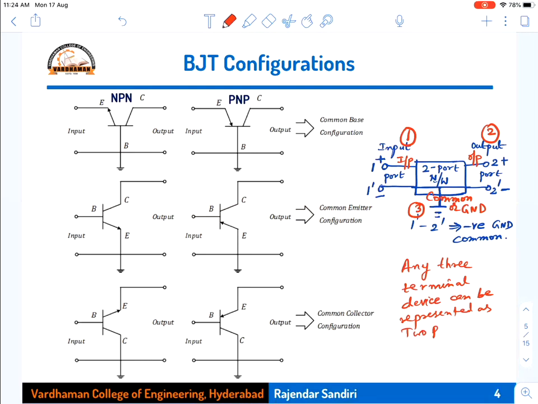Two-port network. So here, a three-terminal device is nothing but a transistor. Is a transistor not a three-terminal device? Yes. So out of three terminals, you take one terminal as common. The other two terminals will act like an input and output.